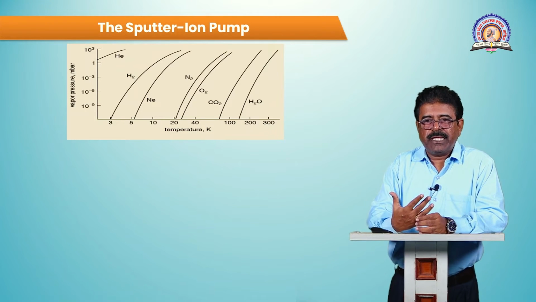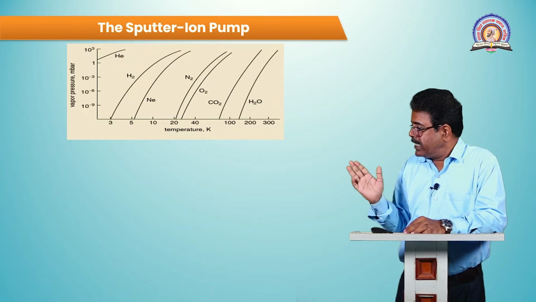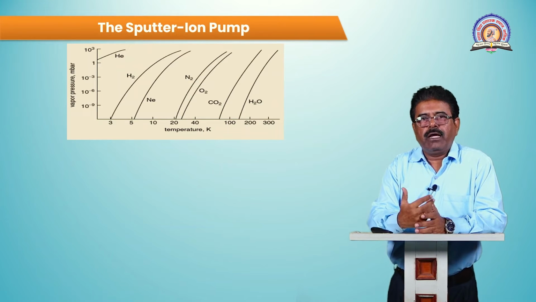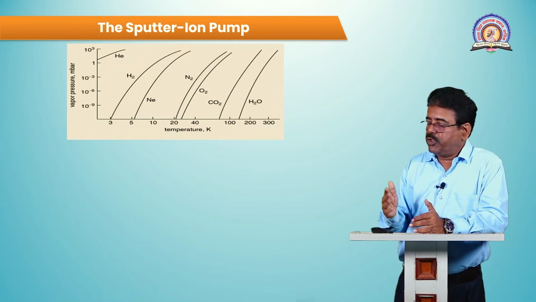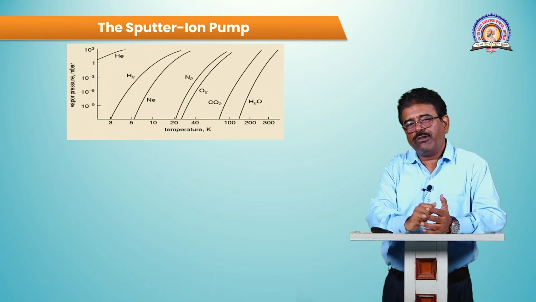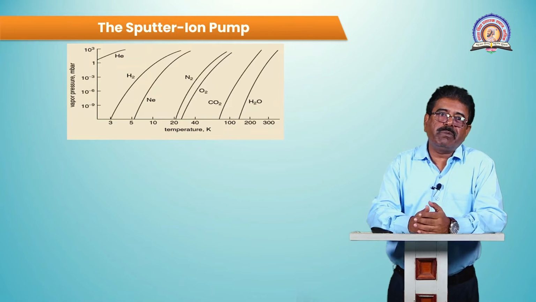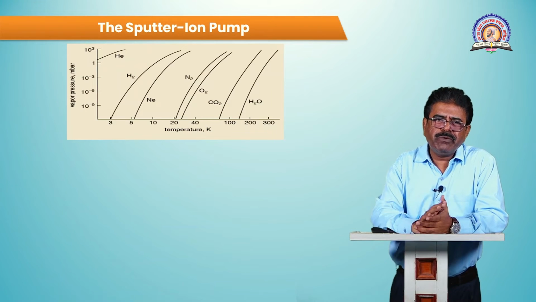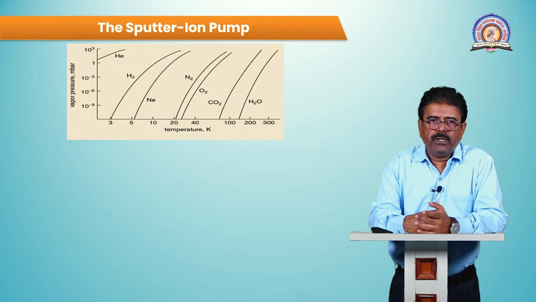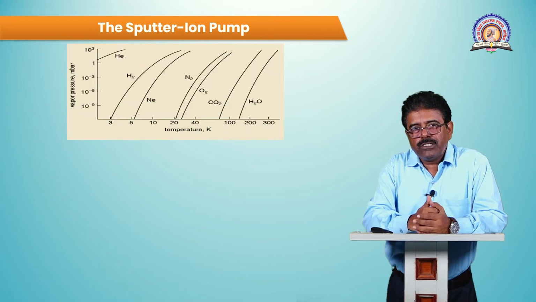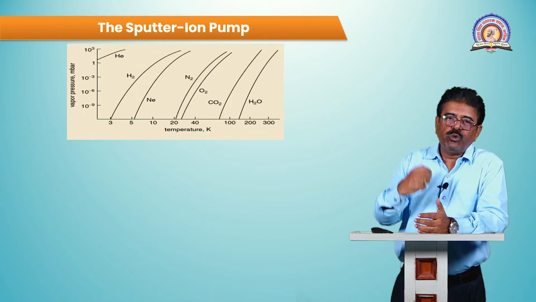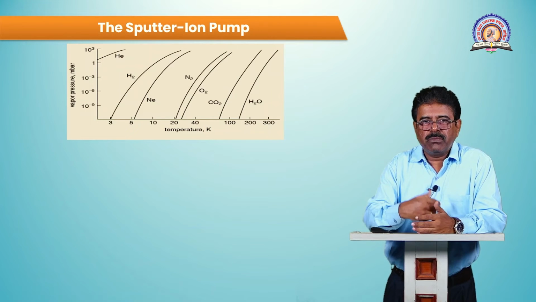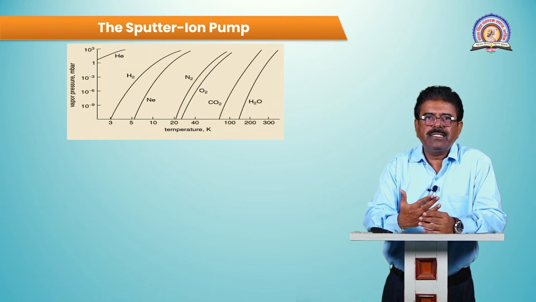Some of the gas species like helium or hydrogen, you can see in this graph, where I have shown the vapor pressure curves at different temperatures for some of the gases. You can see that helium and hydrogen have substantial vapor pressure even if you come below 10 degrees Kelvin. So the difficulty is that they cannot even be condensed or cryosorbed. So what is the alternative? The alternative is to use the sputter ion pump to remove such gas species which cannot be removed by the titanium sublimation pump or cryo pumps. So here the only solution is the sputter ion pump.